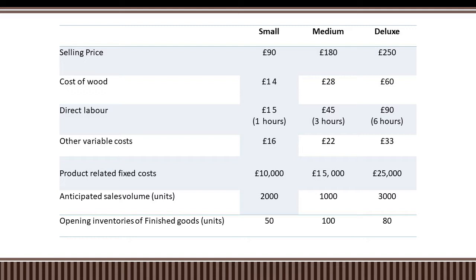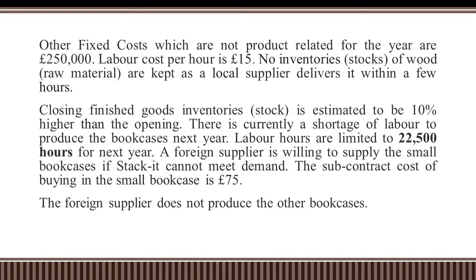Opening inventories of finished goods are also given. Because this is a manufacturer, they are going to have inventories for both raw material and finished goods. The question clearly states that these inventories are related to the finished products. Other fixed costs which are not product related for the year are £250,000. Labor cost per hour is £15. That was also given in the table. No inventories of wood, which is raw material, are kept as a local supplier delivers it within a few hours. This is called a just-in-time system.